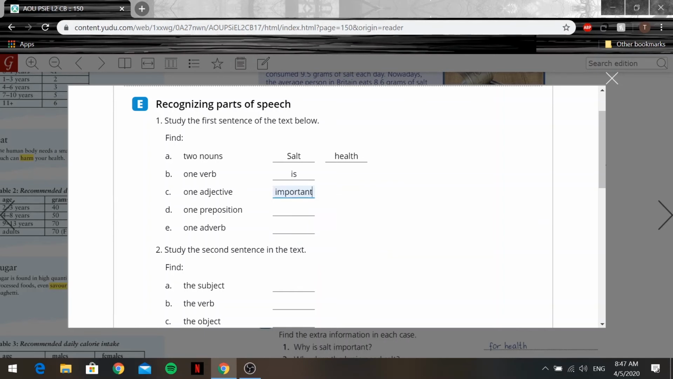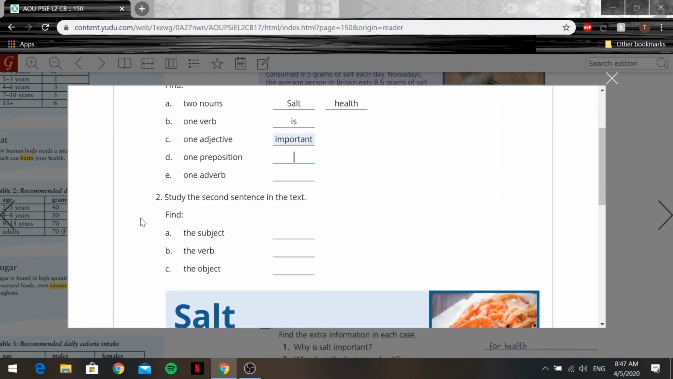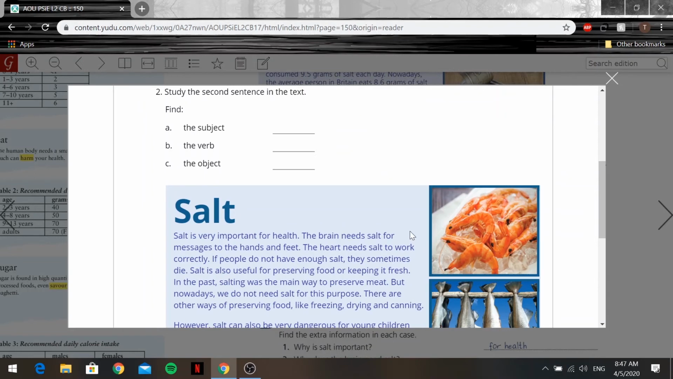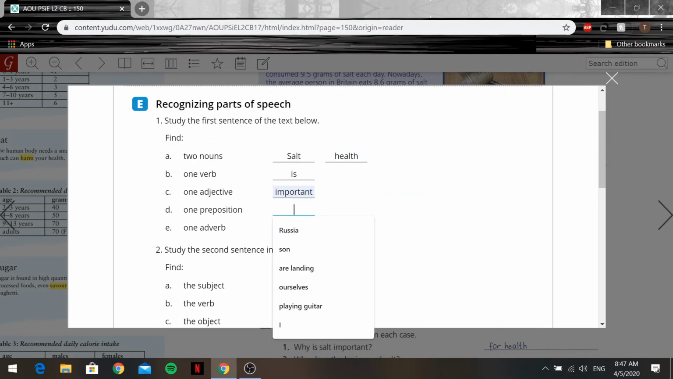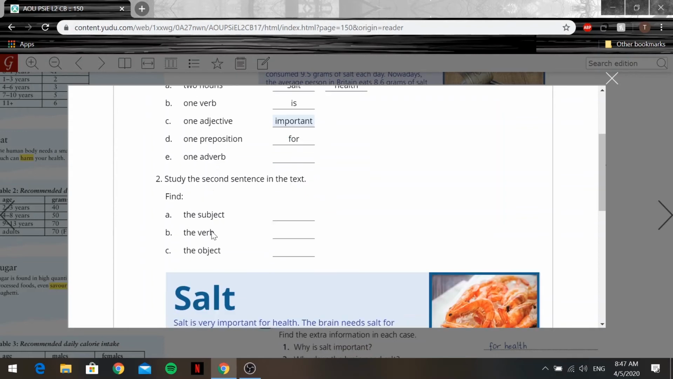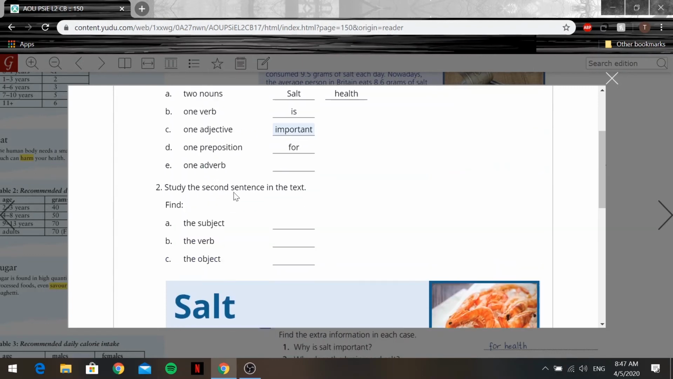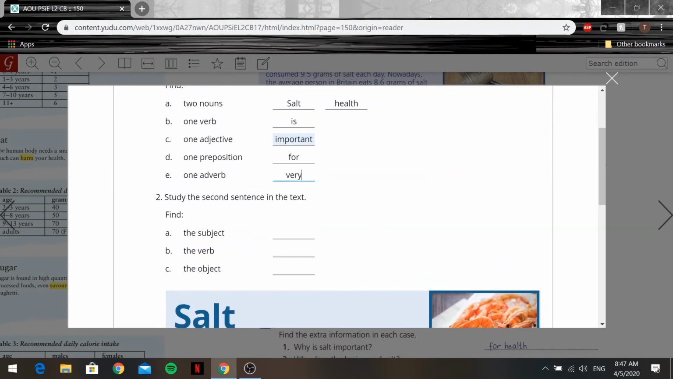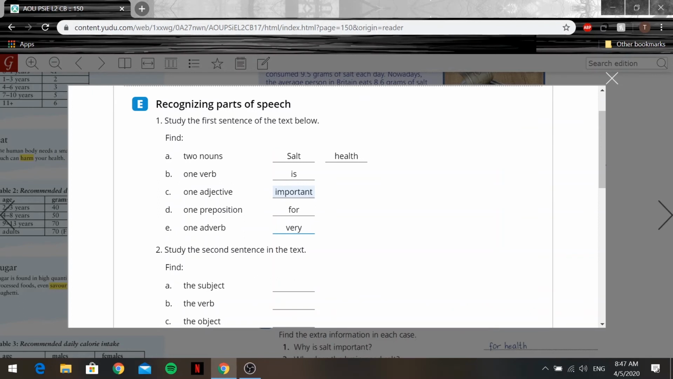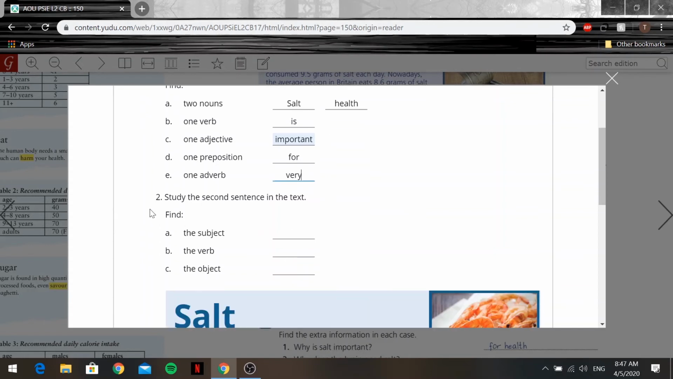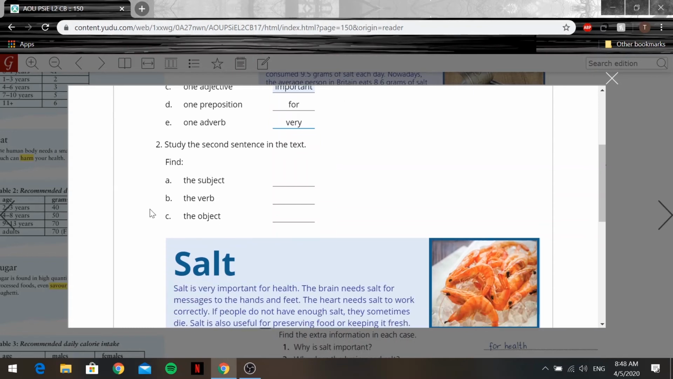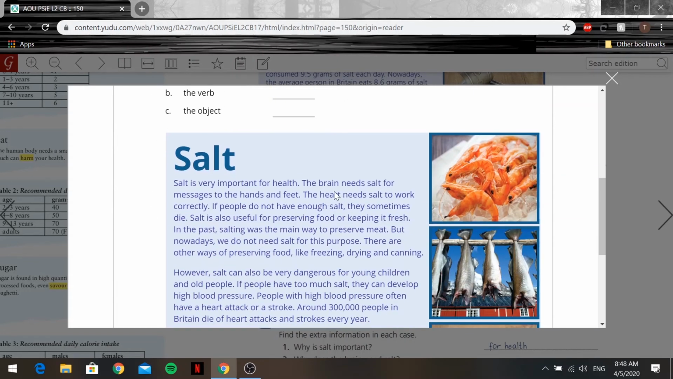Okay, like so. One preposition. Okay, pretty interesting. I'll say for, right here, for as well. Okay, and finally, E, one adverb. Salt is very. I'll use the word very. Very is an adverb. Okay, so two nouns, salt, health, one verb, is, one adjective, important, one preposition, for, one adverb, very.